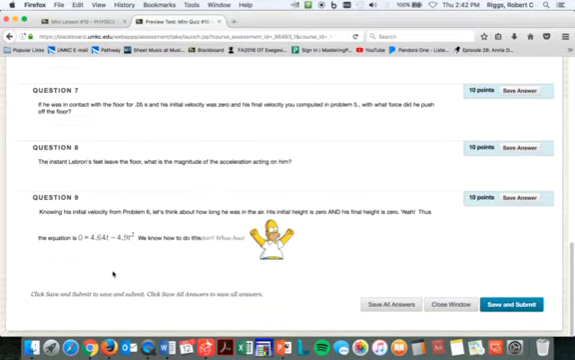Now, knowing his initial velocity from problem 6, let's think about how long he was in the air. Aha! His initial height was 0 and his final height is 0. Thus we have this equation and we know how to do this. You factor. Just factor that out and you will find the hang time. It should be between 0.88 and 0.98, I'll tell you that.